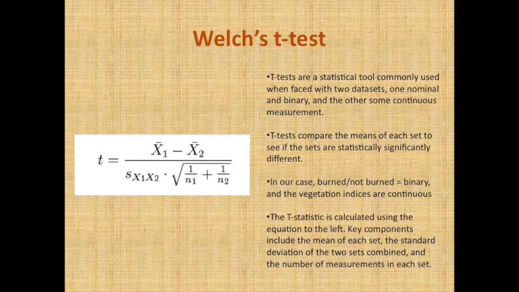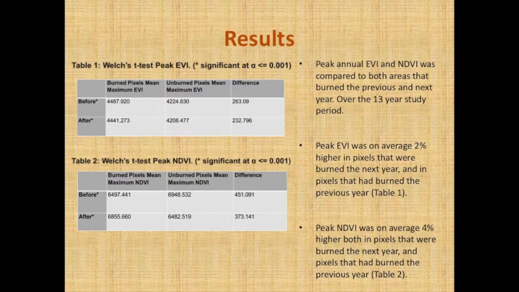In my case, the binary condition was whether or not a pixel had burned, and the continuous data set was the vegetation indices. I compared the vegetation index values for burned and unburned pixels, both 1 year pre-fire and 1 year post-fire. As you can see here, both peak EVI and peak NDVI were on average 2 to 4% higher, both the year before a fire and the year after a fire.